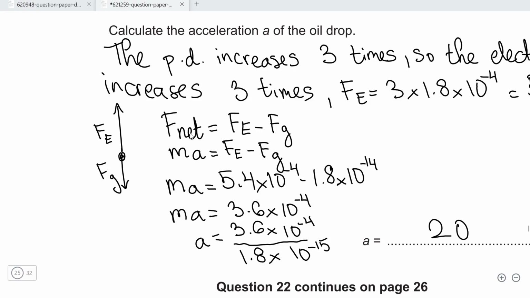So the net force, the sum of all the forces, is going to equal Fe, and because Fg is in the opposite direction, I've said that this is equal to Fe minus Fg. Fnet is equal to mass times acceleration by Newton's second law. So Ma will be 5.4 times 10 to the power of minus 4 minus the weight, which is 1.8 times 10 to the power of minus 14.